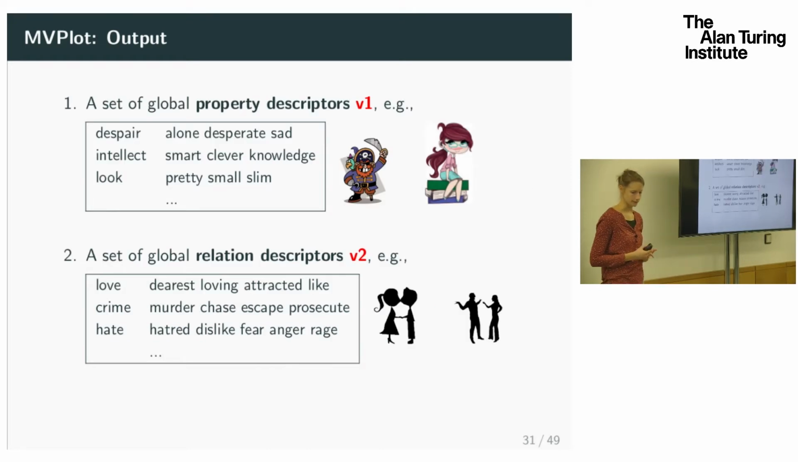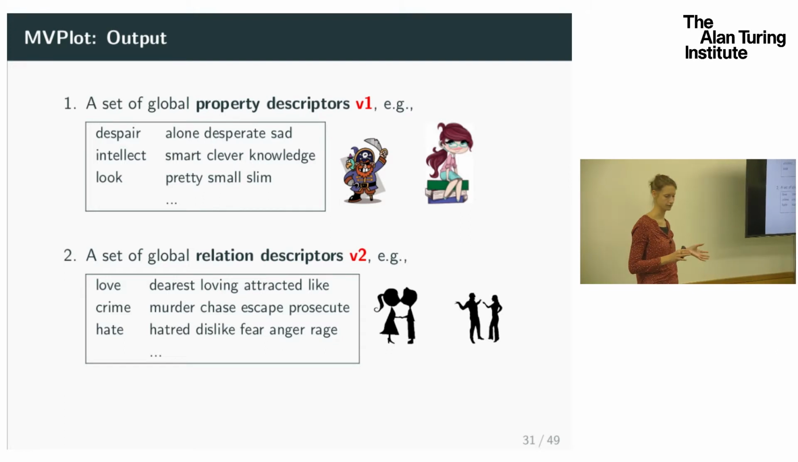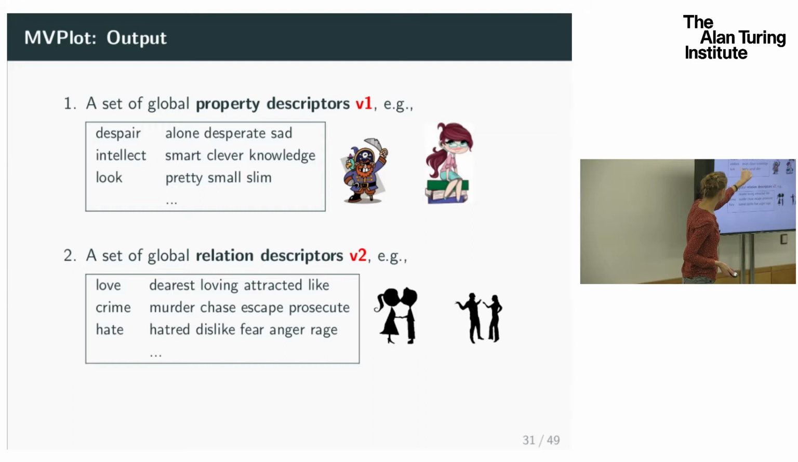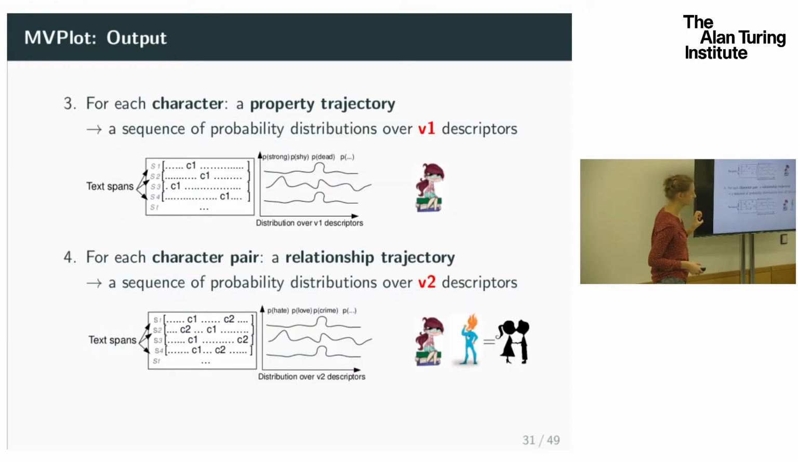The output of our model consists of 4 parts. So first, we learn a global set of property descriptors, or topics which refer to properties of individual characters in the book. We also learn a separate set of topics or descriptors for relations between character pairs. So for example, we might learn a property which captures the intellect of individual characters or the look of individual characters. And we might learn a relation which captures a relation like love or a relation like hate. And these are global and shared over all the books in our input corpus. But also for each individual character in each book, we learn a property trajectory. And for each individual character pair in each book, we learn a relationship trajectory. And these are sequences of probability distributions over these topics, over their respective sets of topics.